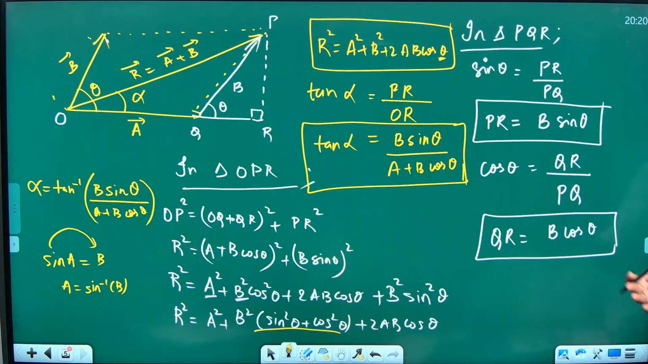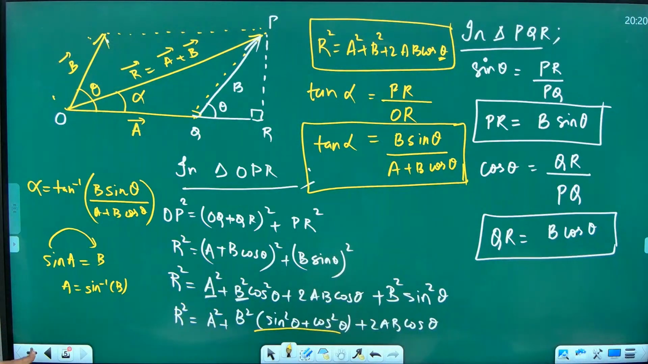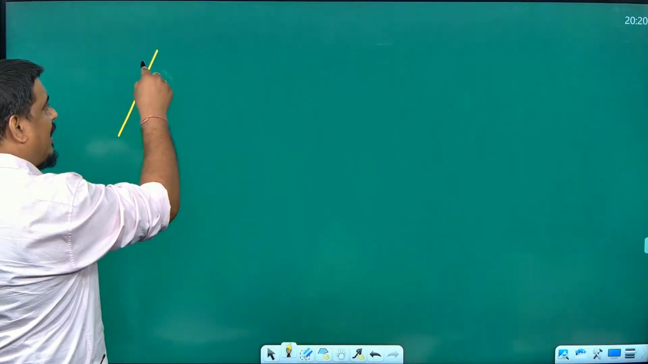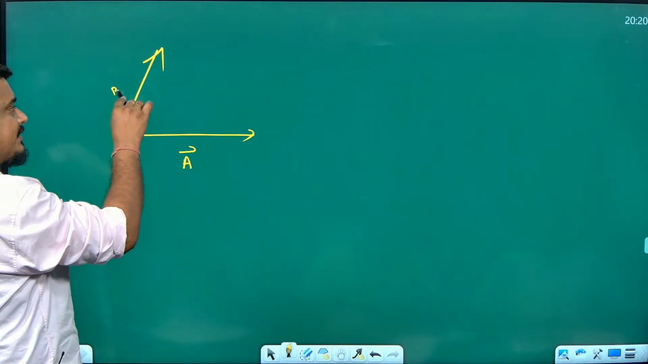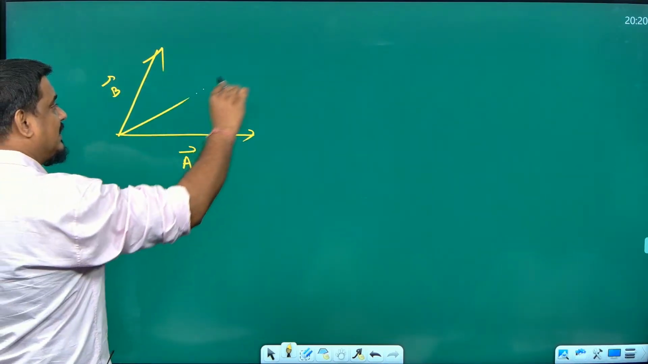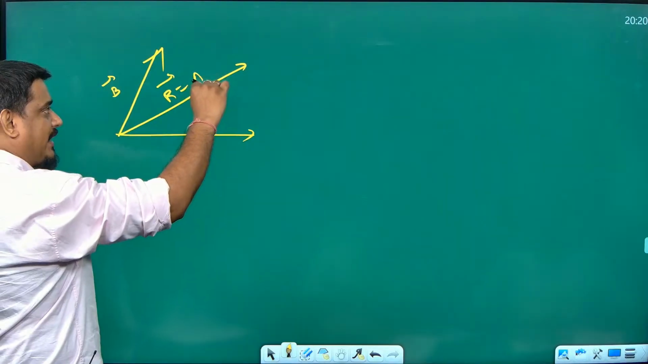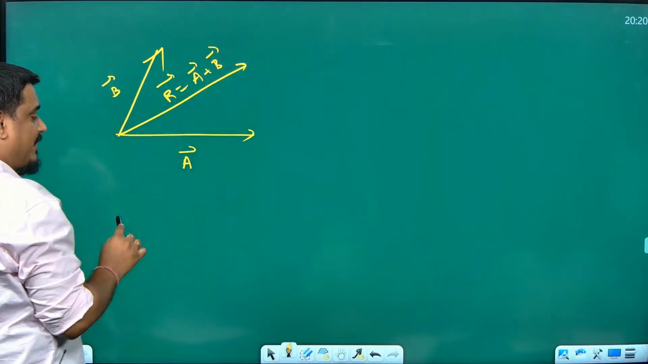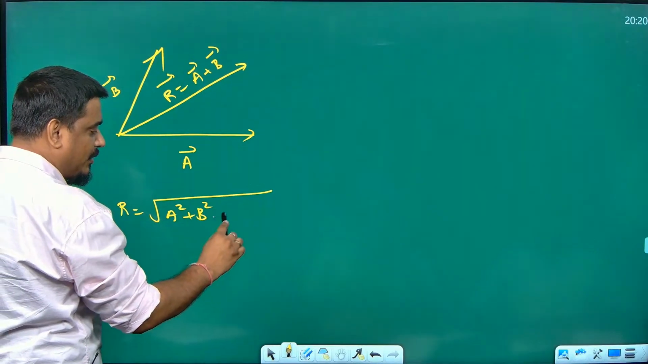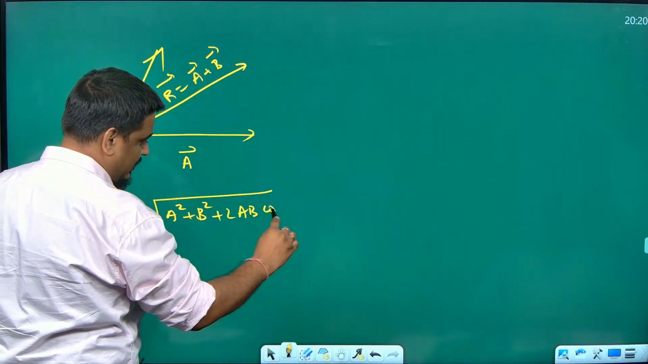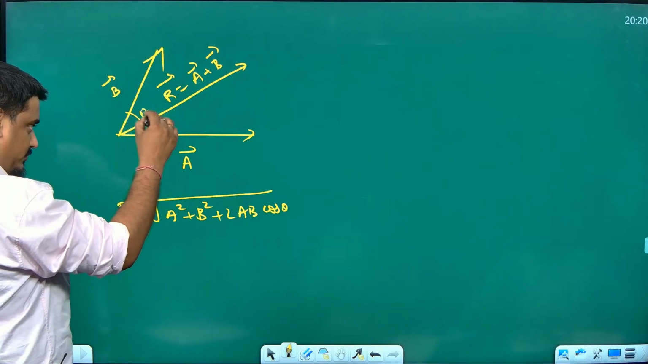Done? Okay. Now, if you see this whole thing, you will realize that if I am having a vector A here and B vector here, then the resultant value, which is equal to A vector plus B vector, is given by R is equal to root over A square plus B square plus 2AB cos theta. No problem in this.